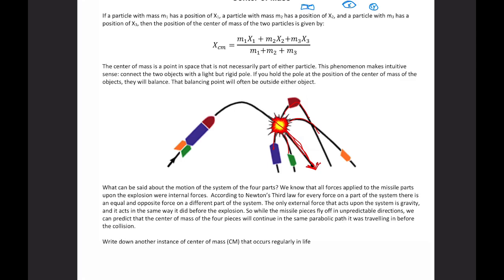How do you find a center of mass? A center of mass is a weighted average. So it's a position, this is cm for center of mass, of mass values times how far they are from a given zero, all divided by the overall mass.